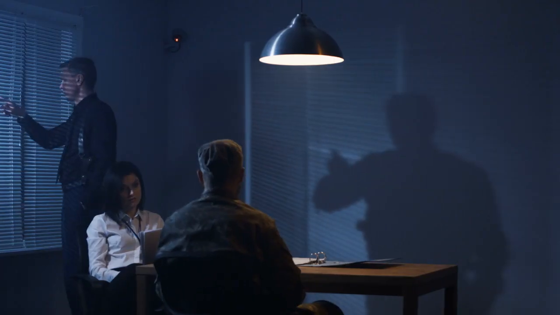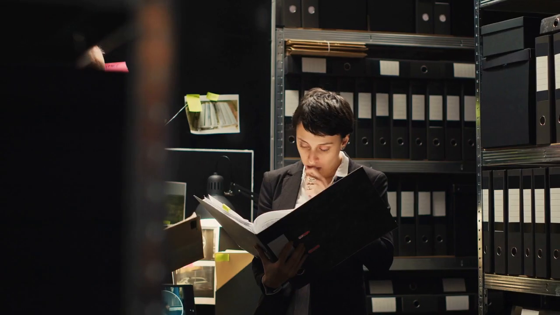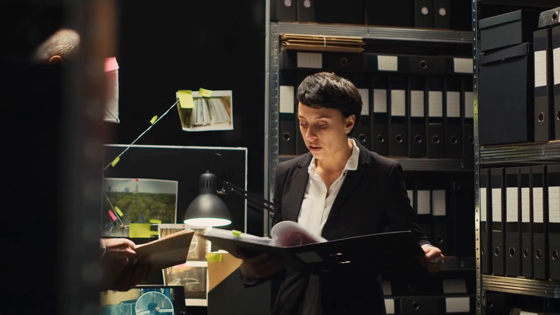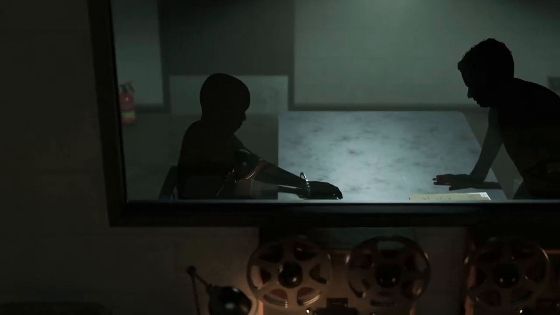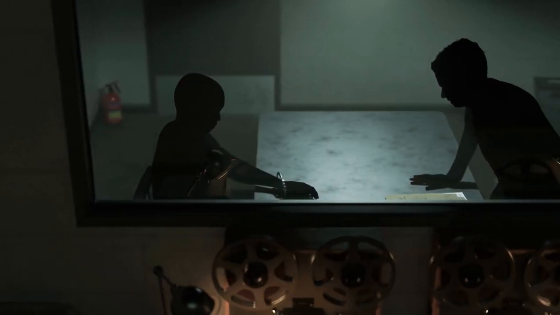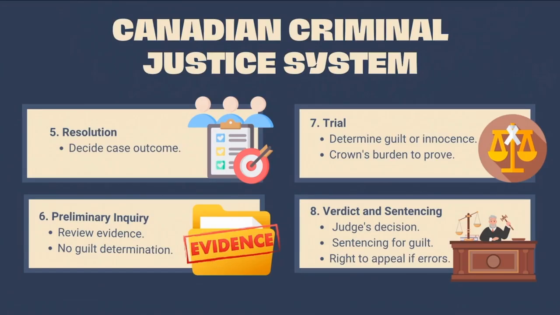A judge listens to witnesses and looks at all the evidence. The Crown has to prove the charges beyond any doubt. You can also share your side of the story and call your own witnesses. If you are found guilty, it is time to talk about the punishment.